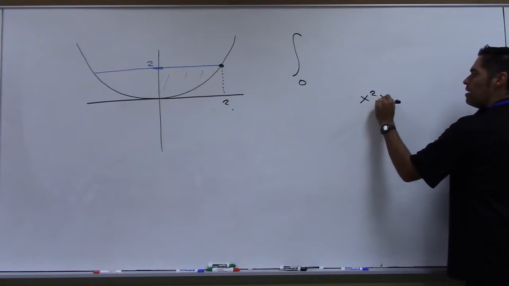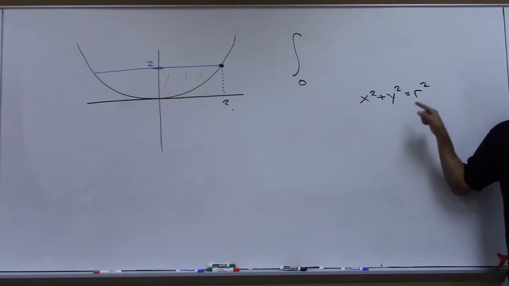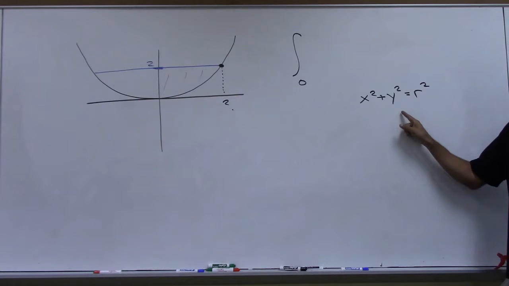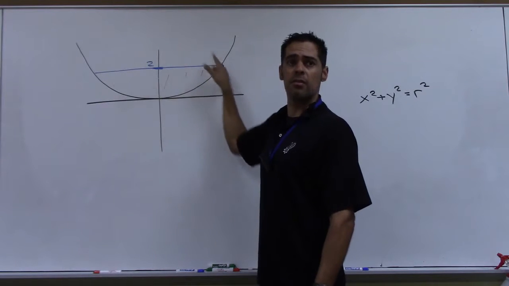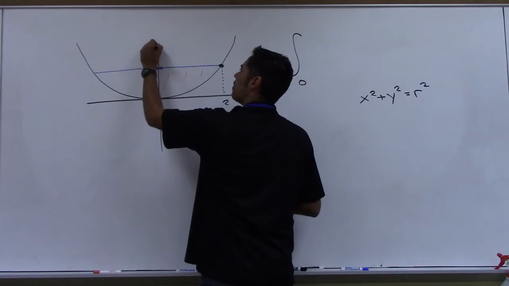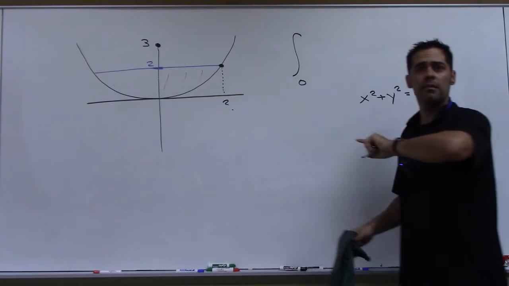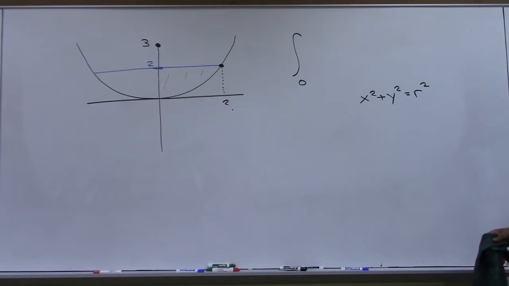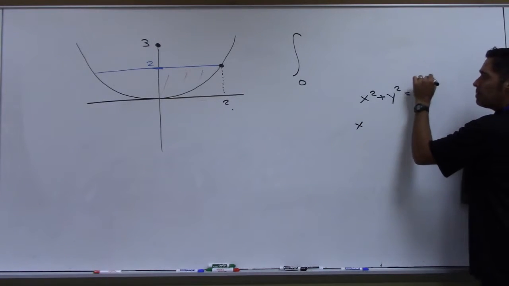X squared plus y squared is r squared. That's the equation of a circle that's centered at the origin. Is ours centered at the origin? No. Where's the center of our circle? If I draw it like this, where's the center of ours? Right up here at 0, 3, right? That's our center, because it had a radius of 3, didn't it? So this is the formula if we're at the origin. It's correct, but that's not the one we want.